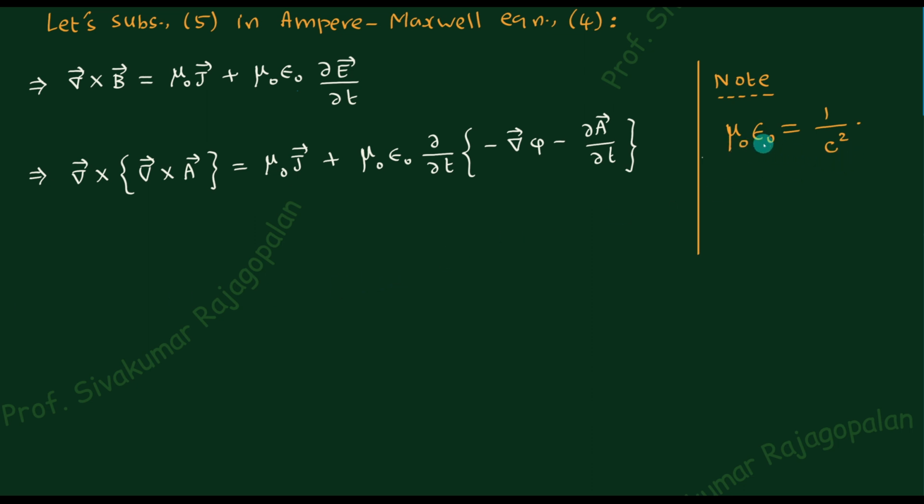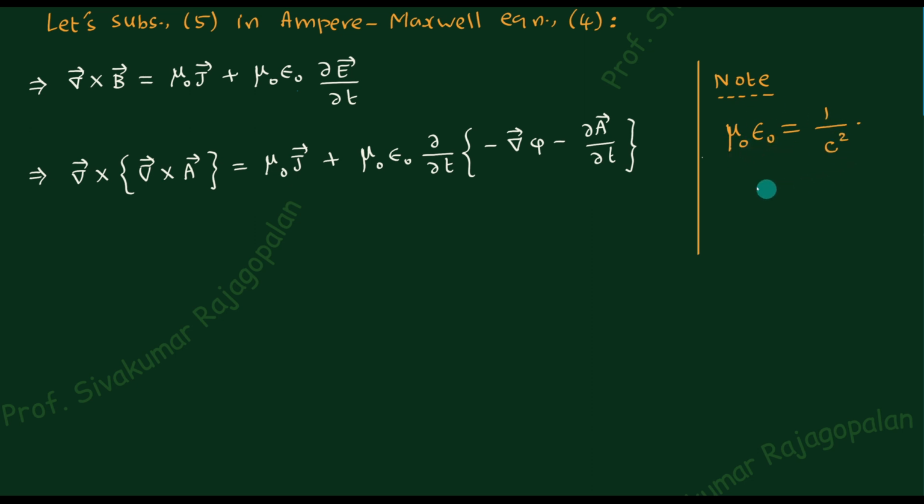Ultimately you have the product. What is this mu naught? Mu naught is Henry per meter. Epsilon naught is Farad per meter. You simplify in terms of the fundamental SI units, and ultimately the dimension is nothing but 1 divided by the square of meter per second. It's quite easy to prove. You only have to simplify the dimensions.